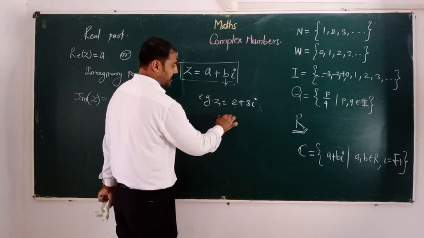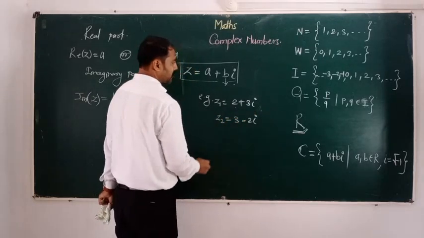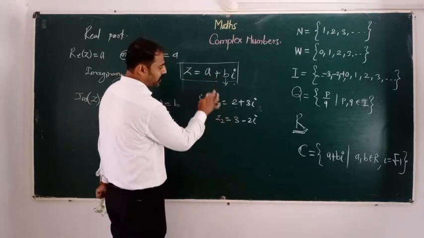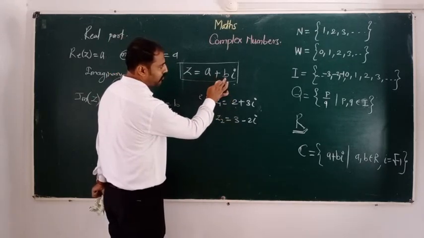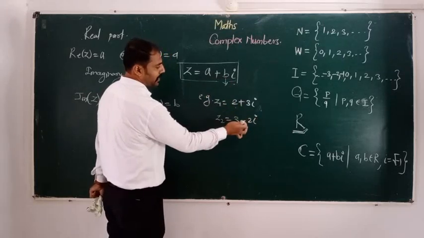Suppose here is the second example, z2 is equal to 3 minus 2i. Look at here, comparing with z is equal to a plus bi, the value of a is 3 and the value of b is minus 2.